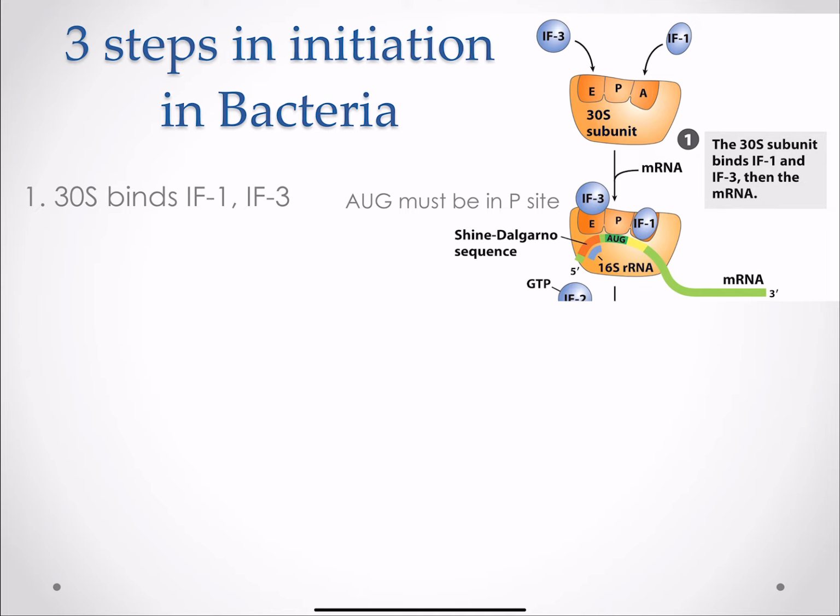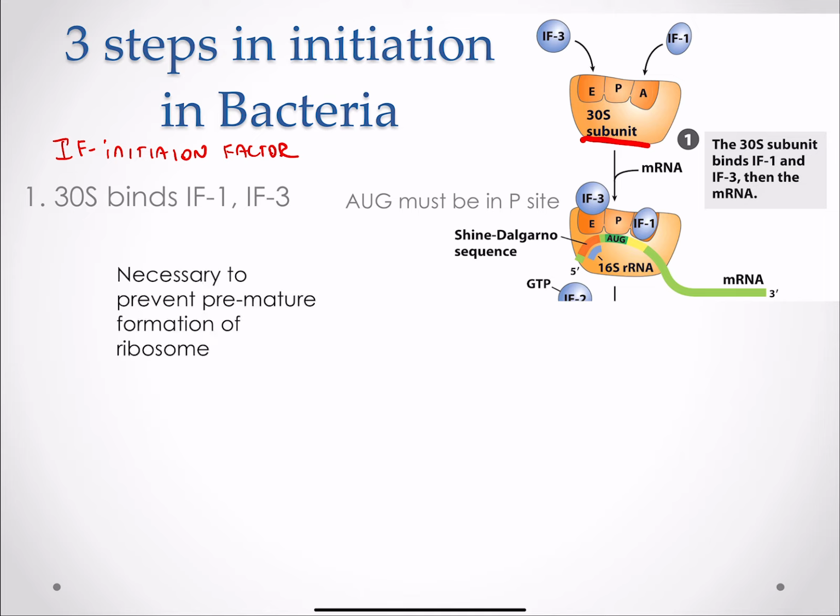With respect to our bacteria, we have our 30S subunit, and that's going to bind to initiation factor. So IF equals initiation factor. You're going to have IF1 and IF3 that are going to bind. IF1 is going to bind to that A site, and this is going to prevent the binding of our transfer RNA. And then IF3 is going to bind to the E site. Both of these are also important in making sure that the larger subunit of the ribosomal RNA does not attach prematurely.